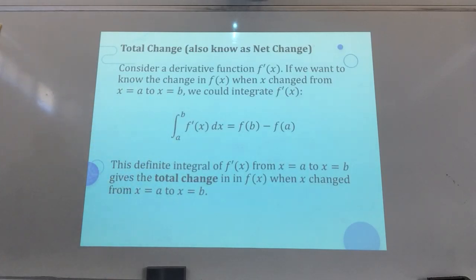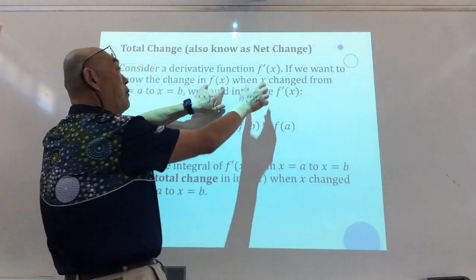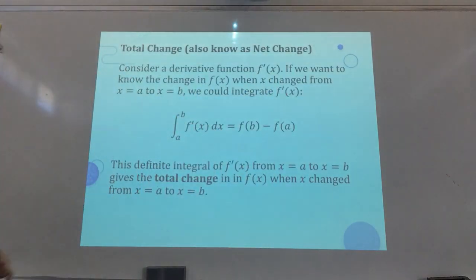So this time it's no longer the area. You're looking at the total change of the function f(x), but we are given the derivative function f'(x), or the rate of change. What if b is less than a? Then you have to flip it around to get the negative effect.